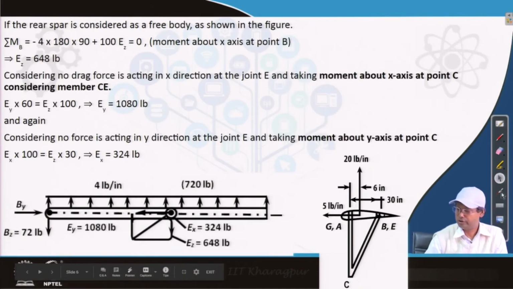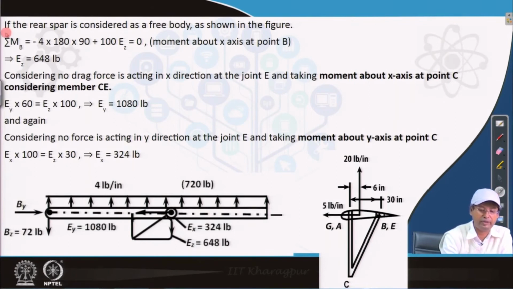Okay. So, in this slide what do we have? If the rear spar is considered as a free body as shown in the figure, M B, or the moment about x axis at point B, if we consider, what do we have? Like the previous one, only the load intensity changes, otherwise there is not much change in this equation, it is similar to that. So, we get the force E z is 648 pound as it is shown here.